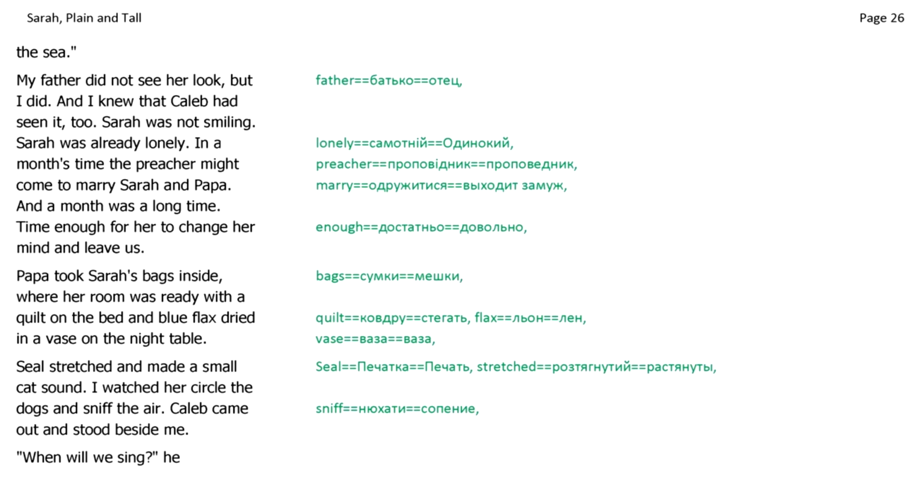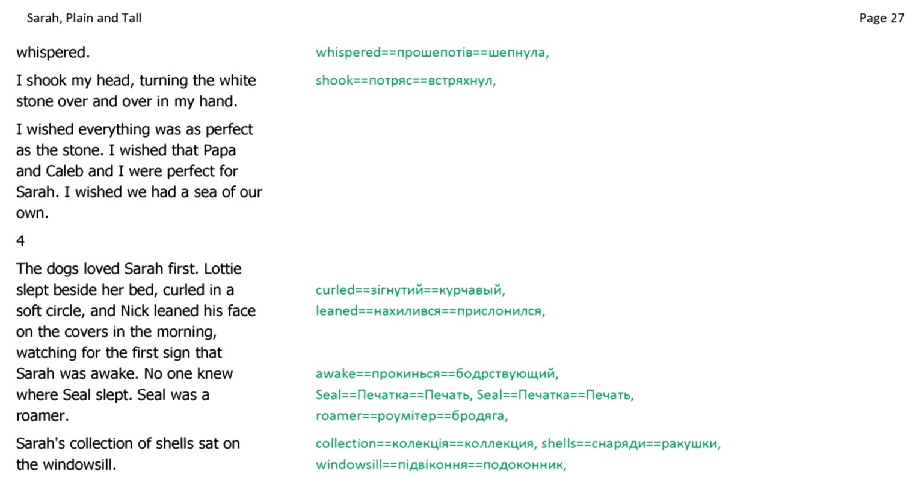Papa took Sara's bags inside, where her room was ready, with a quilt on the bed and blue flax dried in a vase on the night table. Seal stretched and made a small cat sound. I watched her circle the dogs and sniff the air. Caleb came out and stood beside me. "When will we sing?" he whispered. I shook my head, turning the white stone over and over in my hand. I wished everything was as perfect as the stone. I wished that Papa and Caleb and I were perfect for Sara. I wished we had a sea of our own.